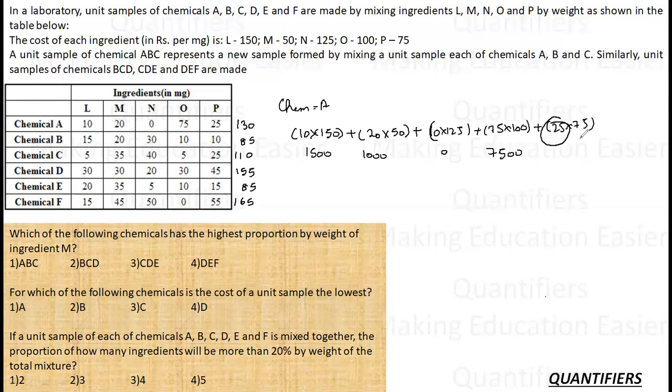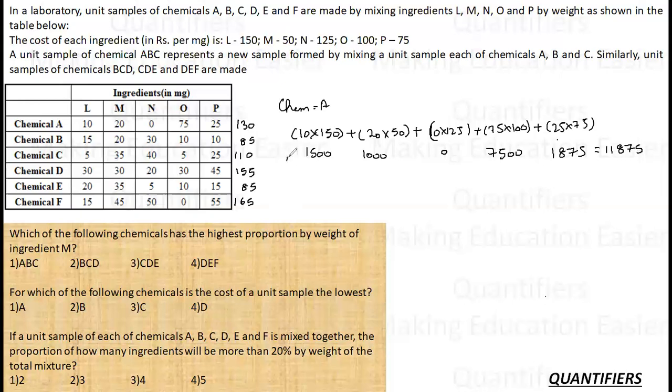Now, how do I solve it quickly? 25 can be written as 100 by 4 into 75, which is nothing but 7500 by 4, which is quite easy now, 1875. This is how I calculate my equations easily and quickly. Okay. So what is the total here? 1500, 2500, 10,000, 11,875 is the cost for the first.